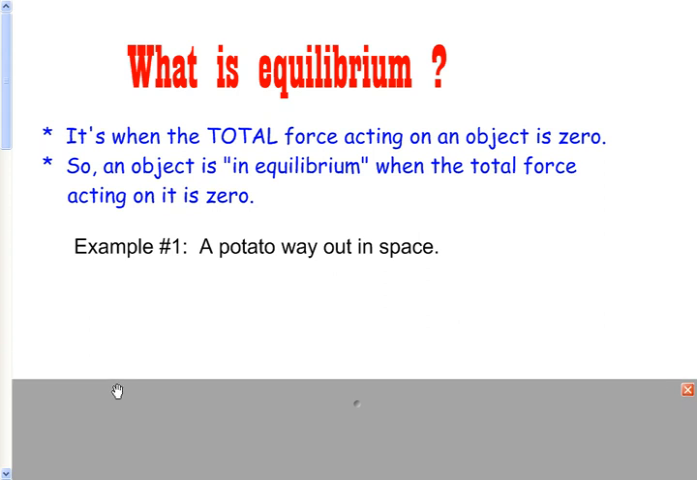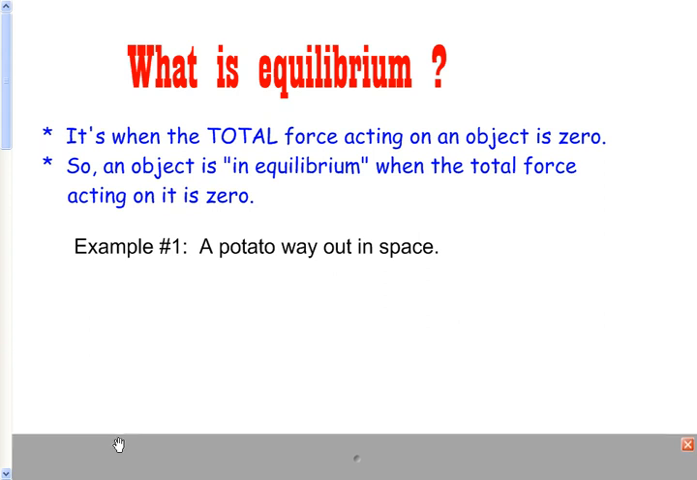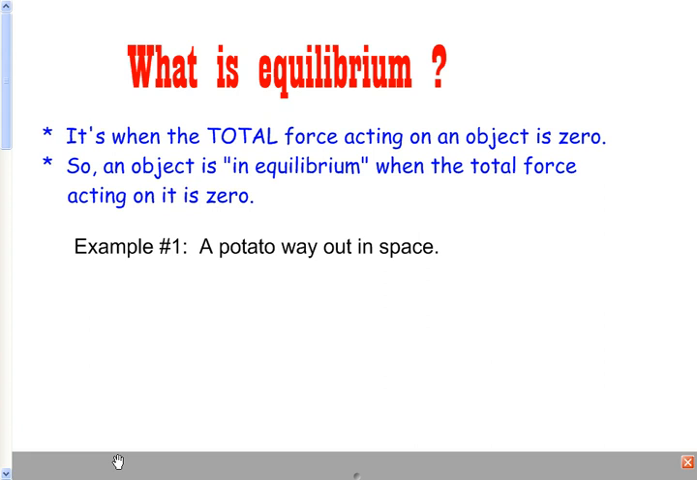If we take a look at an example of a potato, for some reason, way out into space, where we can pretend that gravity really isn't acting on it, which really isn't true because gravity is a really long-acting force. But if we go far enough away, it's not very much. So we'll pretend that there aren't any forces acting on it. So here's the potato. And if we ask what forces are acting on it out there, there aren't any.